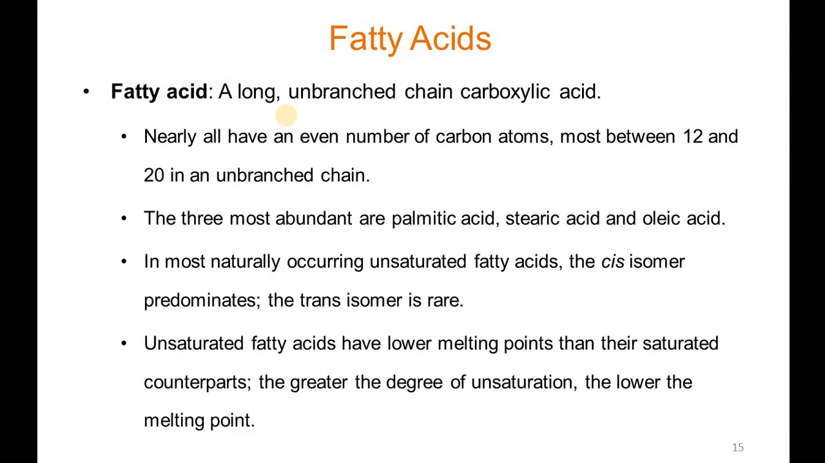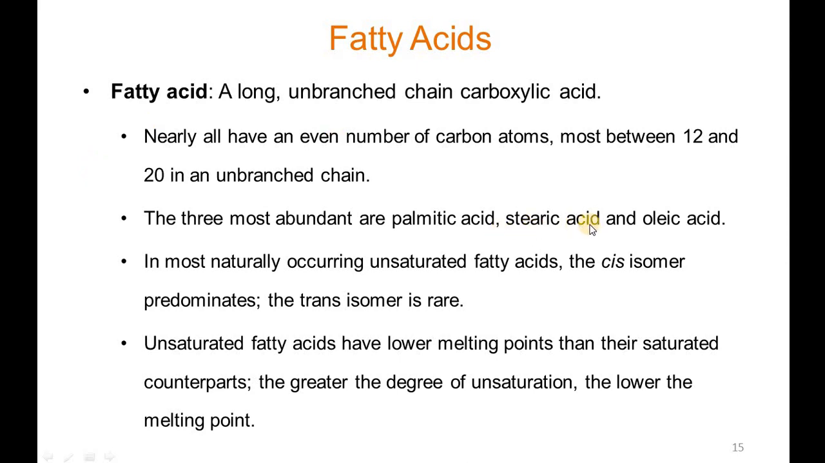Now we are going to see the fatty acids, the basic unit of the complex lipid. Now what do you mean by fatty acid? So fatty acid is a long unbranched chain carboxylic acid. Nearly all have an even number of carbon atoms, most between 12 and 20 in an unbranched chain. The three most abundant are palmitic acid, stearic acid, and oleic acid.